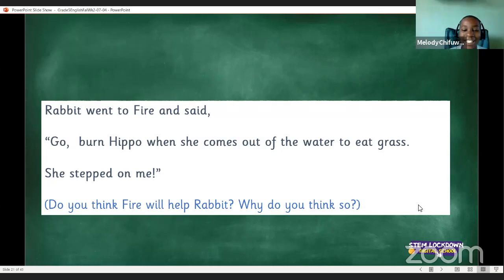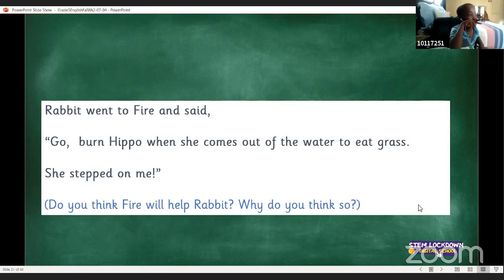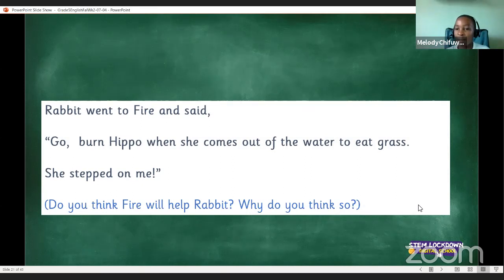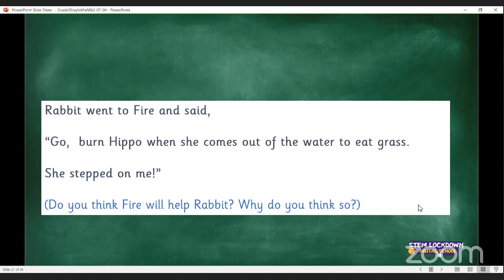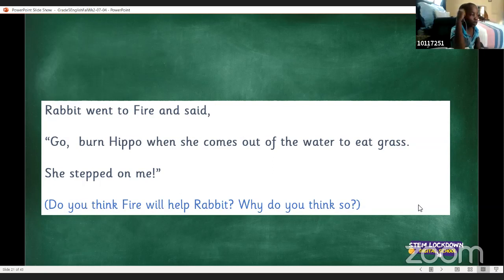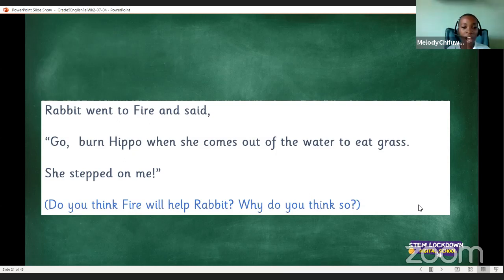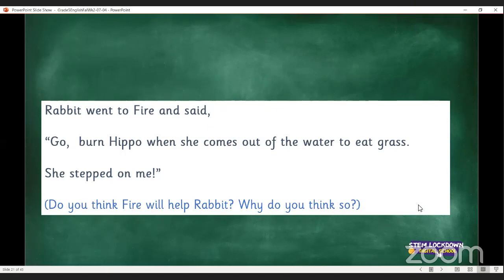No, maybe fire won't help him because Rabbit wasn't speaking so nicely. He did not say please. He just started walking and said, "Go burn Hippo when she comes out of the water to eat grass. Burn her. She stepped on me."